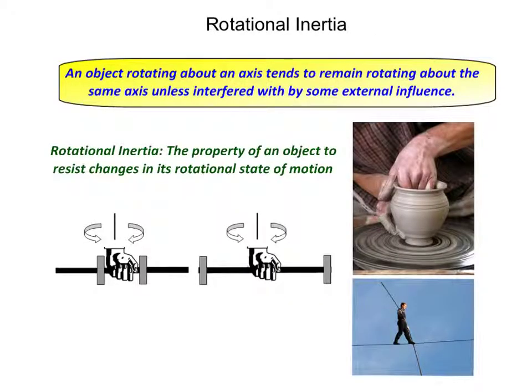So just as an object at rest tends to stay at rest, and an object in motion tends to remain moving in a straight line, an object rotating about an axis tends to remain rotating about the same axis unless interfered with by some external influence. The property of an object to resist changes in its rotational state of motion is called rotational inertia. Bodies that are rotating tend to remain rotating, while non-rotating bodies tend to remain non-rotating. In the absence of outside influences, a rotating top keeps rotating, while a top at rest remains at rest.